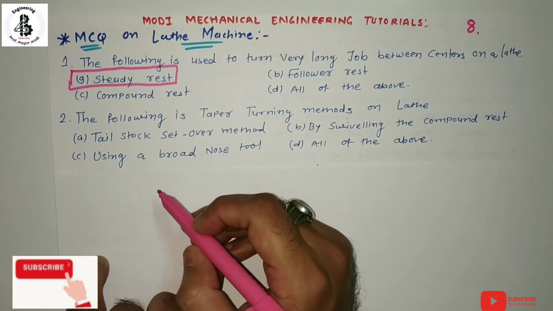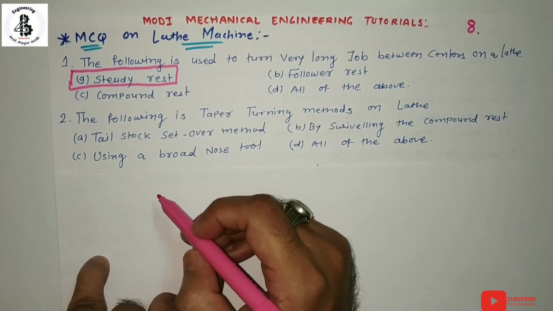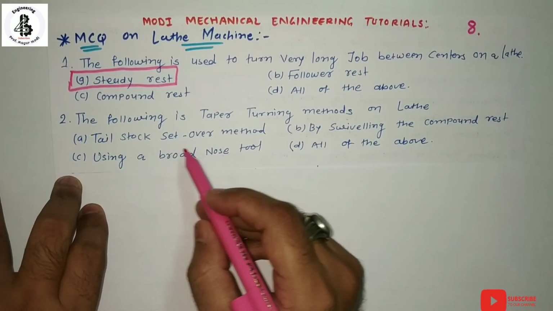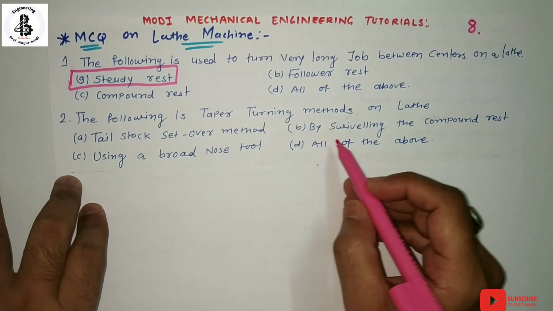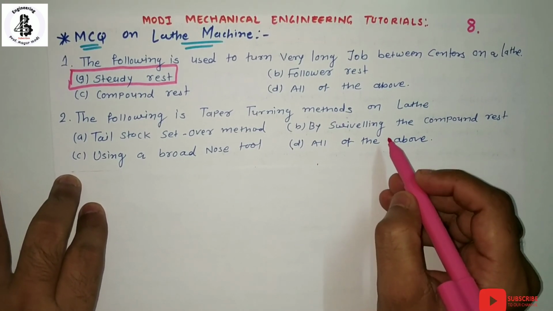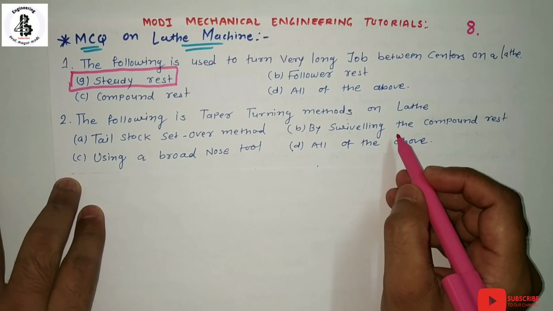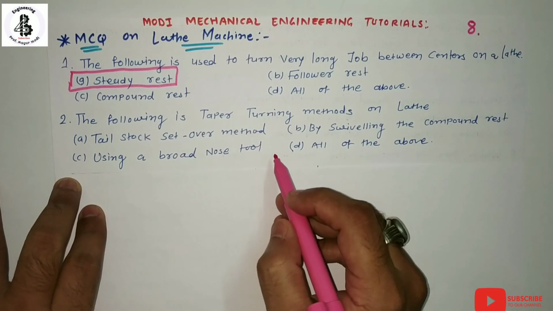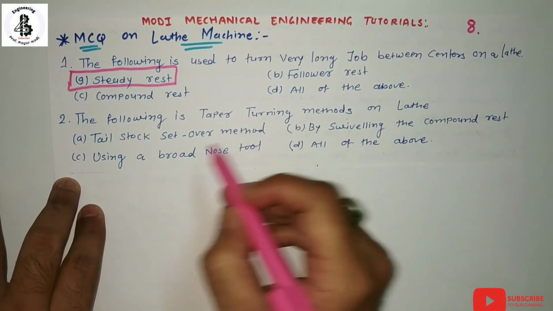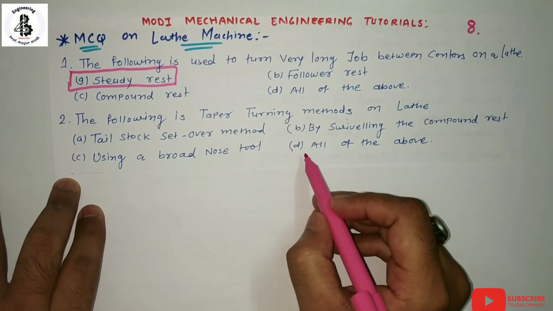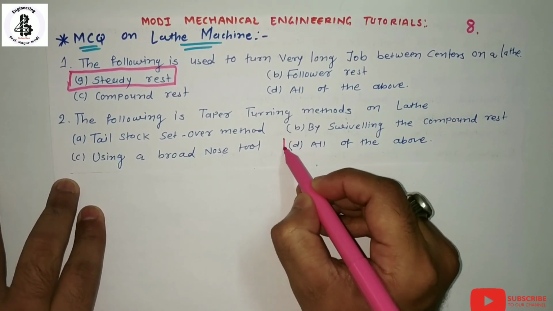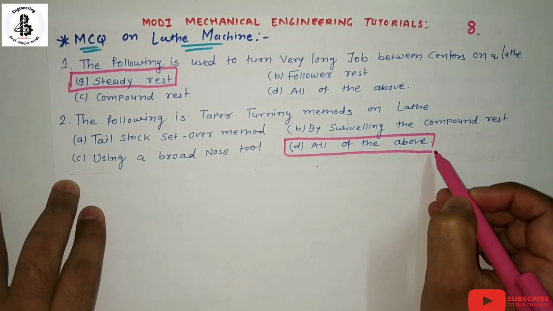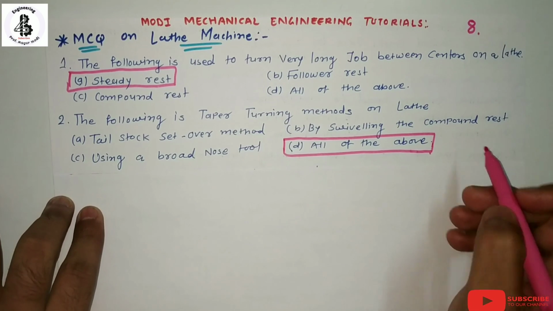So if you want to make taper turning operations on the lathe machine, you can use any of the three mechanisms like the tailstock set over method, or you can swivel the compound rest at any degree from 0 to 360. Then C, the broad nose tool is also used for making taper turning. So A, B and C are all possible, and D, all of the above, is the answer. Then next question.